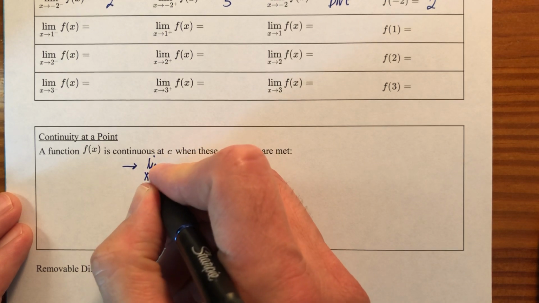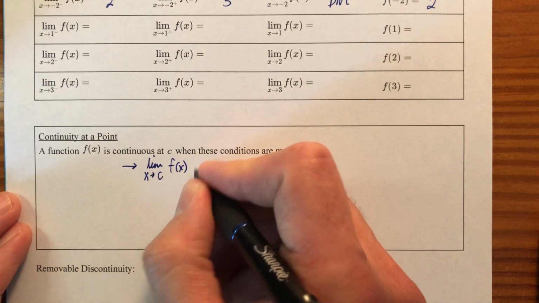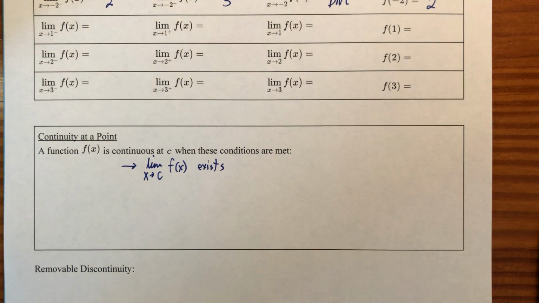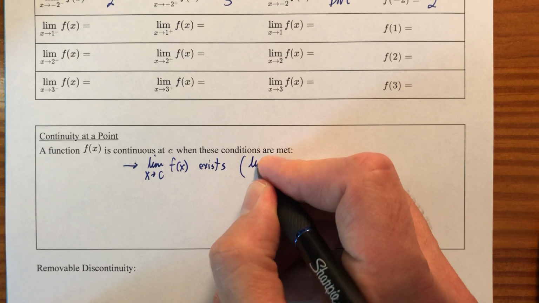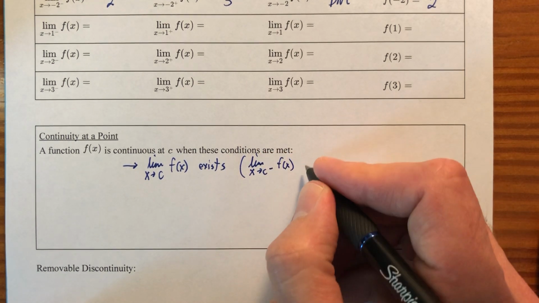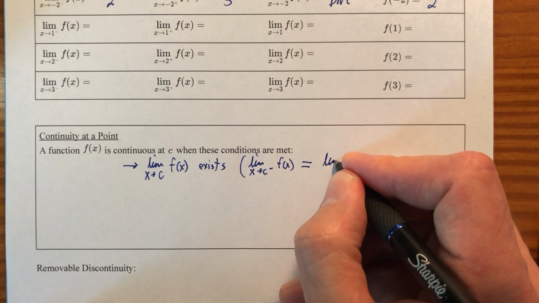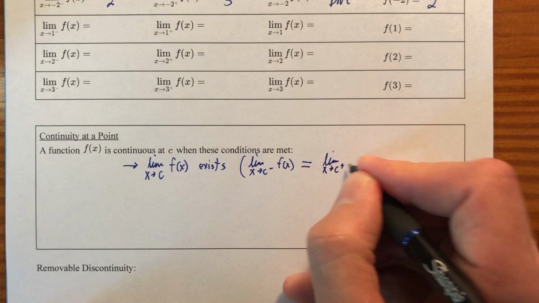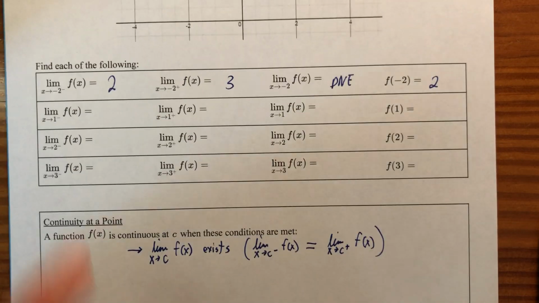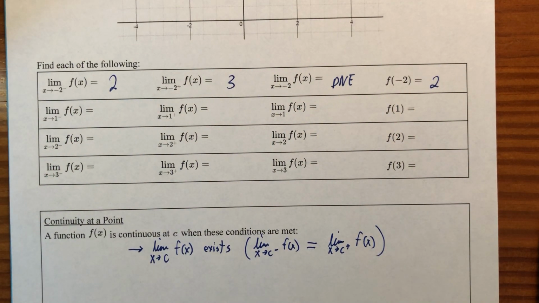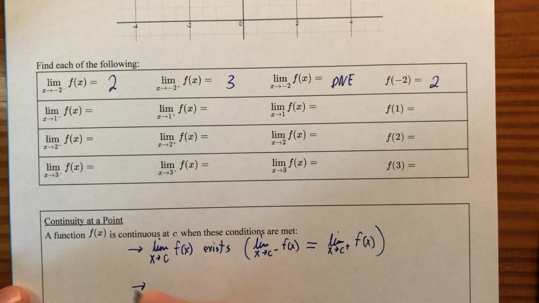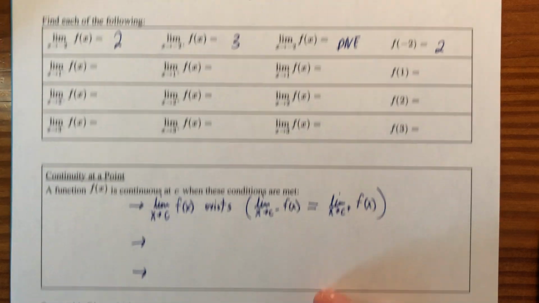The limit as x approaches c for some function exists. And to put that in other terms, I'm going to put this in parentheses, I would say that the limit as x approaches c from the left, you've seen this before, equals the limit as x approaches c from the right of our function. And again, that did not happen here, which is why we had a discontinuity.